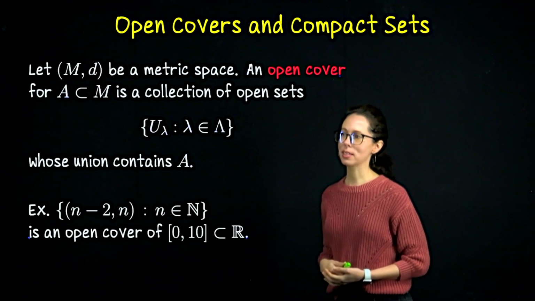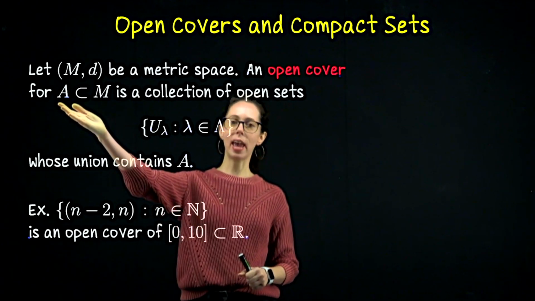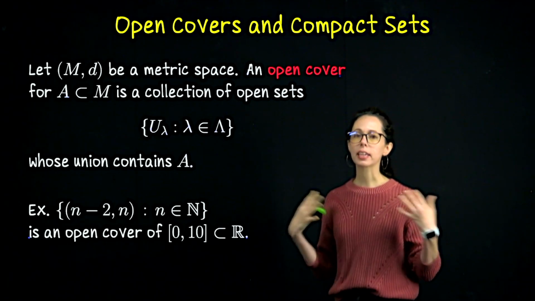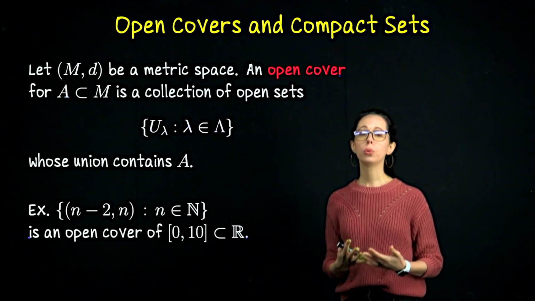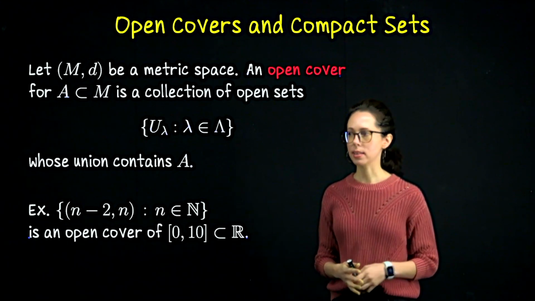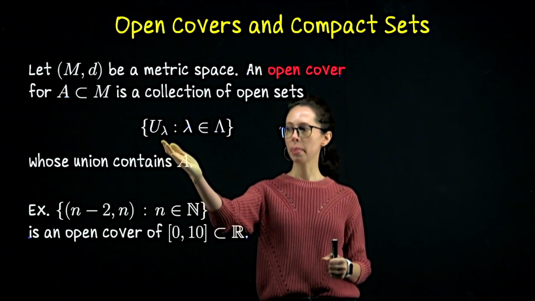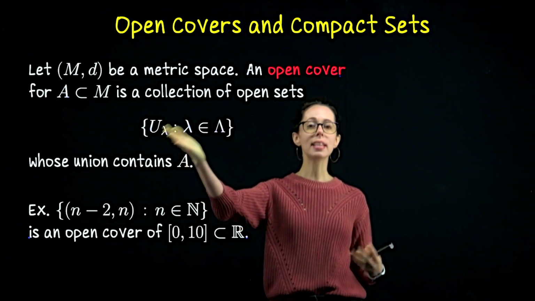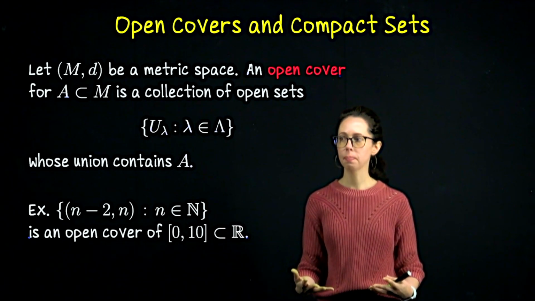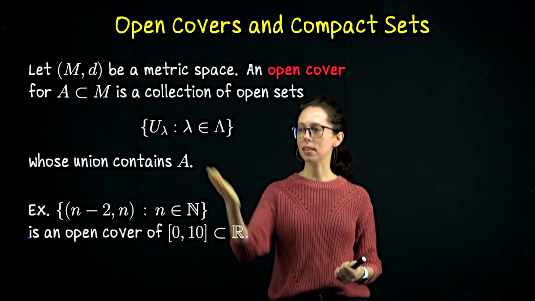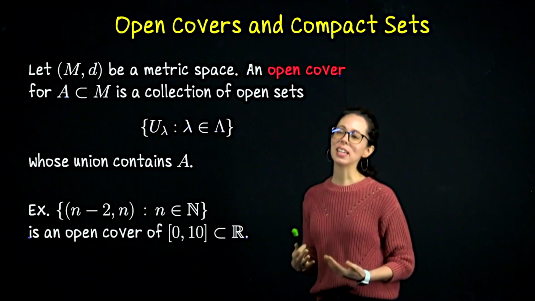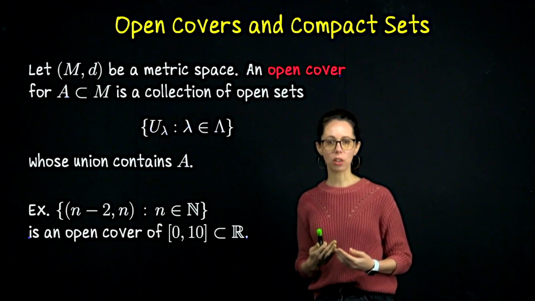In a metric space, given some set A, we say an open cover of A is a collection of open sets whose union contains A. I denote this collection of open sets as U sub lambda, where each term here is an open set. So each member of the set is an open set. And then I index these as lambda in big Lambda, to indicate that I don't know what the collection looks like.